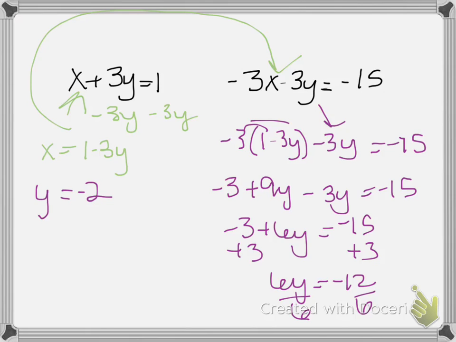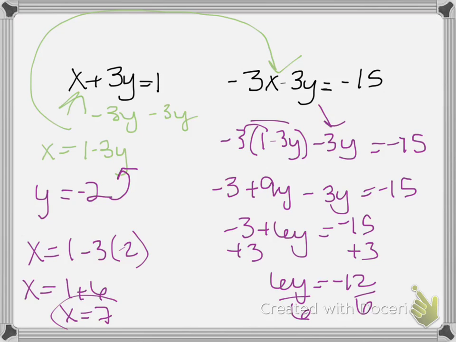So now I got to plug that in wherever I see a y. So if we plug it into this, we got x equals 1 minus 3 times -2. So x equals 1 plus 6. x equals 7. So my point is (7, -2).